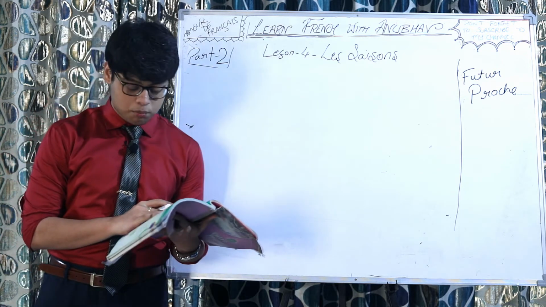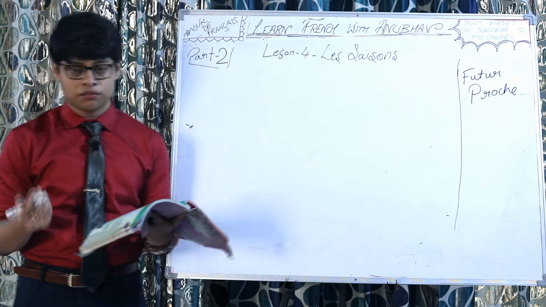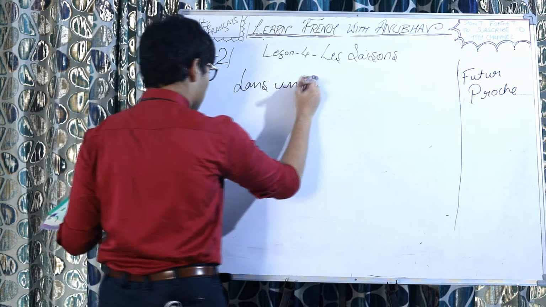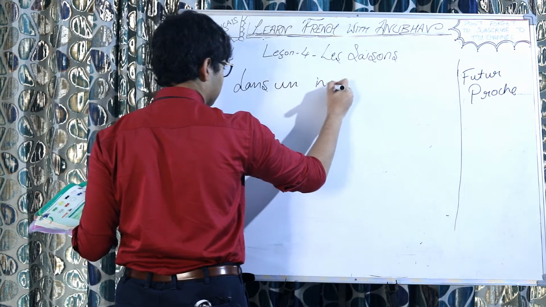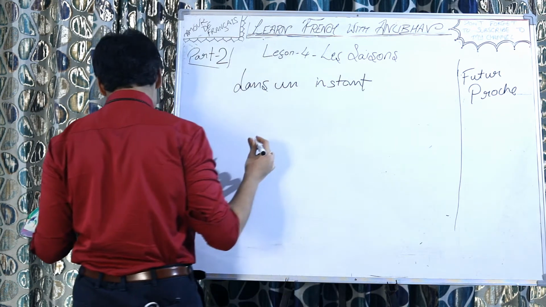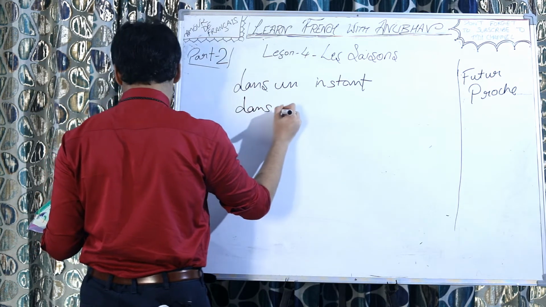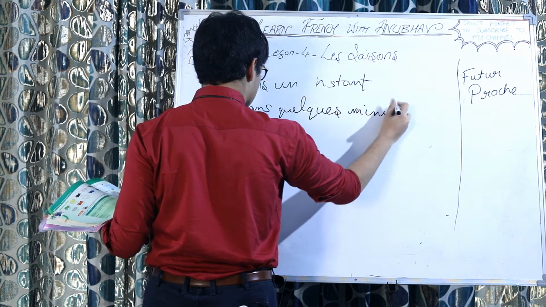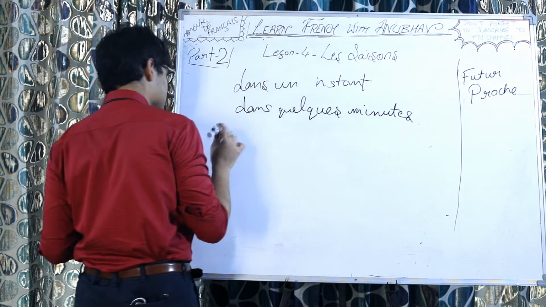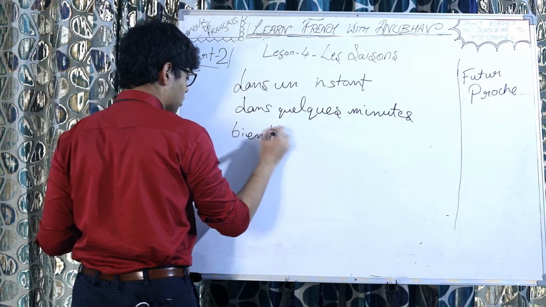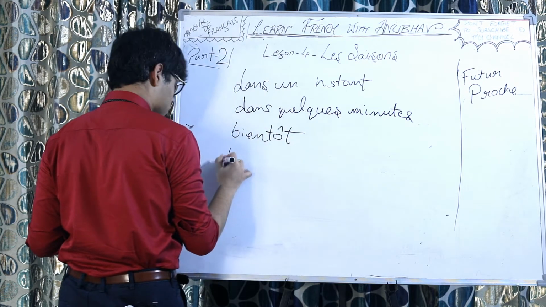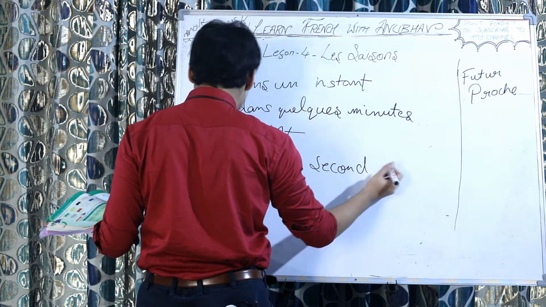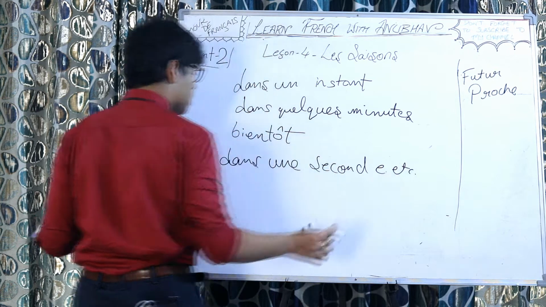On utilise le futur proche avec les expressions comme, we use futur proche with expressions like: dans un instant, in an instant; dans quelques minutes, in some minutes; bientôt, soon; dans une seconde, in a second; etc.